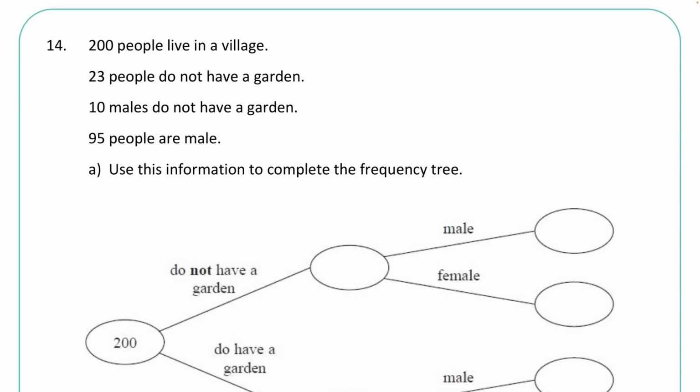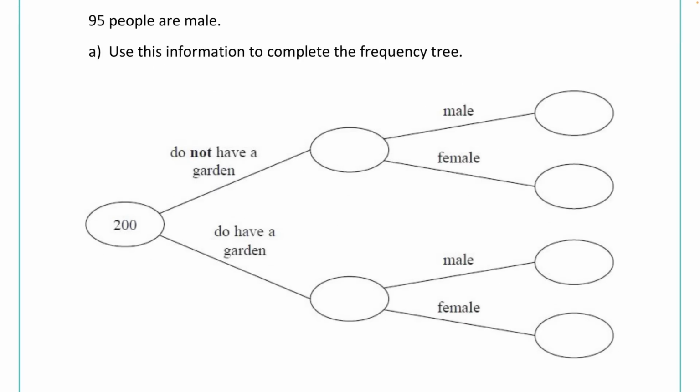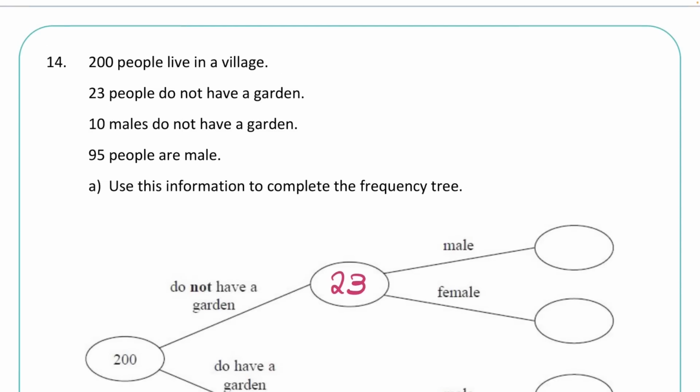Okay, question 14, we have a frequency tree. Now it says here 200 people live in a village. 23 people do not have a garden. We can actually put that in straight away. That would go into this section here. Now straight away we can actually work how many people do have a garden. We can do 200, subtract the 23, and that gives us 177 down here. We can actually go and tick these lines off as all those numbers are now in the frequency tree.